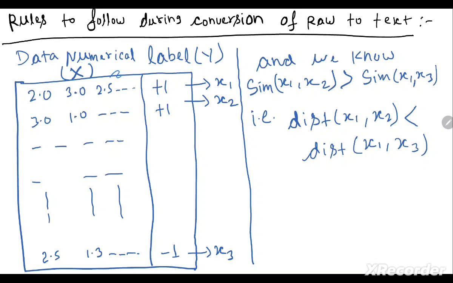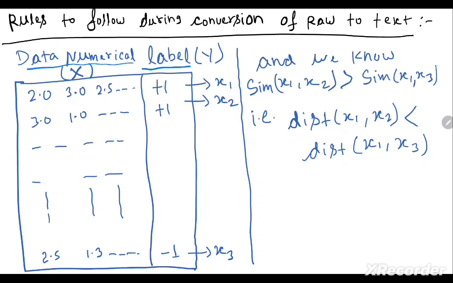Actually, we have two things: we have data, and we have corresponding labels. Labels just tell in which category the data belongs, right? Here we have two labels, plus one and minus one. So it is telling which category the data belongs to. So we follow some rules in order to convert the raw data to text.